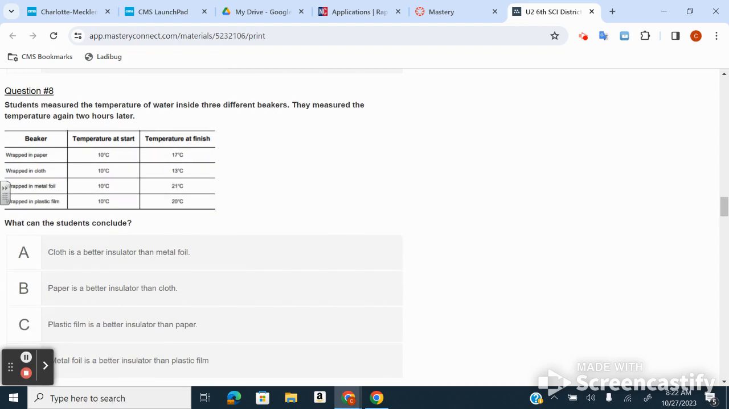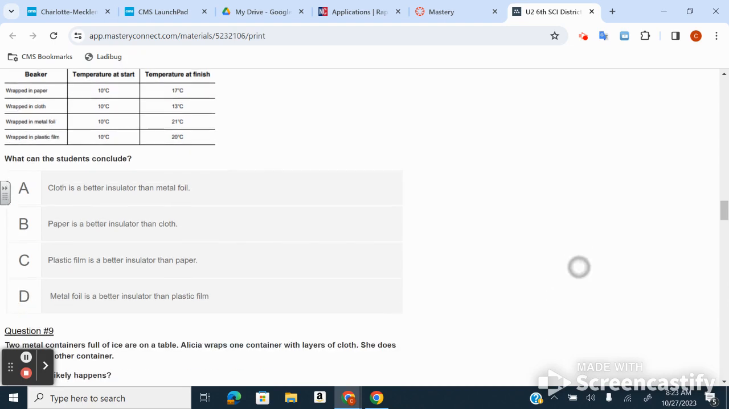Question number 8. Students measured the temperature of water inside 3 different beakers. They measured the temperature again 2 hours later. Beaker wrapped in paper, temperature at start 10 degrees Celsius, temperature at finish 17 degrees Celsius. Beaker wrapped in cloth 10 degrees Celsius, temperature at finish 13 degrees Celsius. Beaker wrapped in metal foil 10 degrees Celsius at the start, 21 degrees Celsius at the finish. Wrapped in plastic film 10 degrees Celsius at the start, 20 degrees at the finish. What can the students conclude?